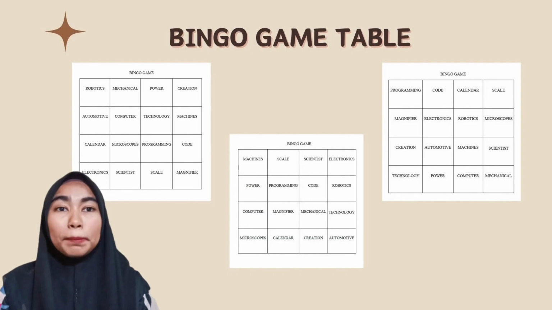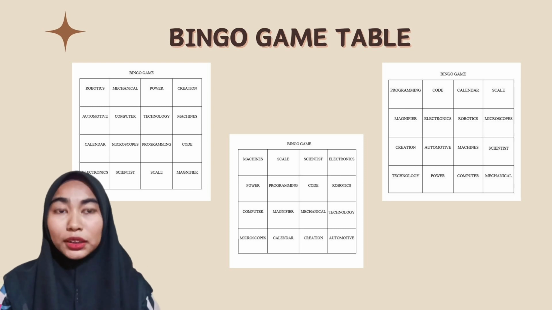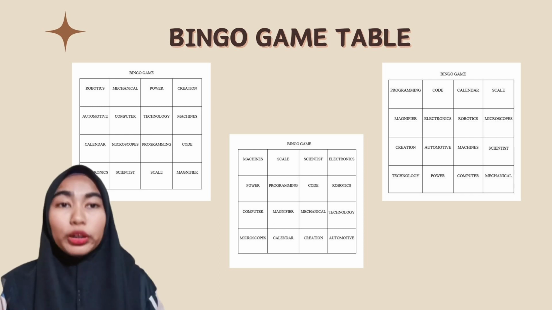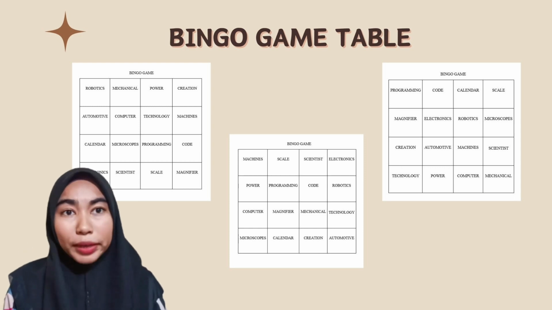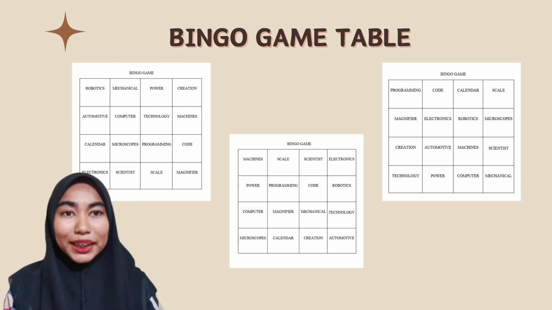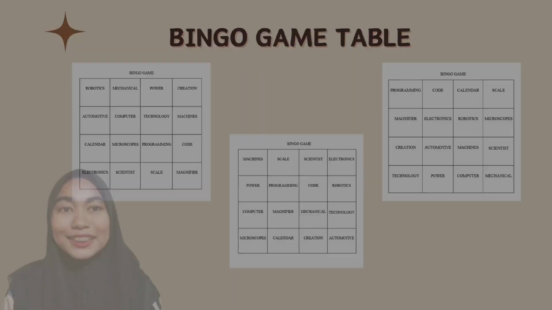So this is an example of the bingo game table. We have made 3 bingo tables with different arrangements of the words. For example, for the first pair, the word robotics may be in the first row, and for the second pair, the word robotics may be in the 4th row.